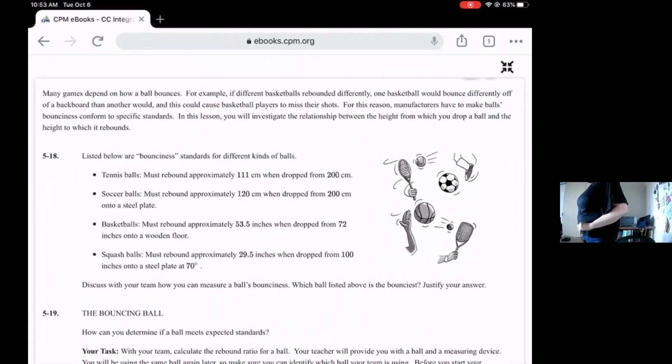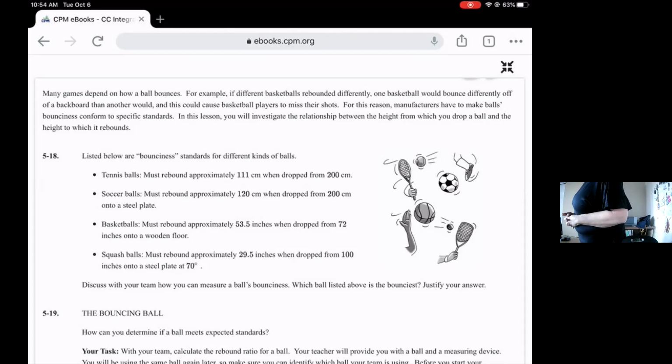Many games depend on how a ball bounces. Would you agree with that? Baseball, how the ball bounces. Anybody play soccer? How that ball, when you kick it, how it bounces, right? It's got to have a little bit of a bounce to it. Anybody play basketball? Golf. Tennis. The way that ball bounces is important, right?